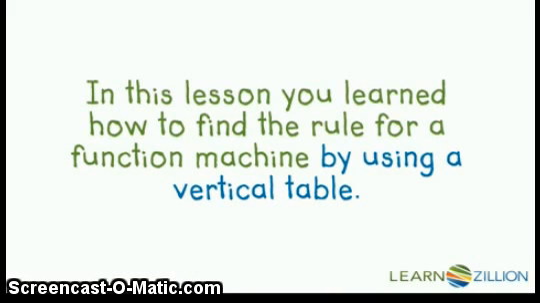In this lesson, you learned how to find the rule for a function machine by using a vertical table.